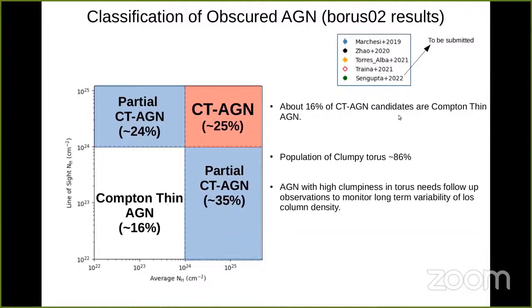Most of the CTAGN candidates were analyzed before using Swift BAT and/or only Swift XRT, which overestimated their column density. Using NuSTAR, XMM-Newton, and Chandra improves the photon statistics, which overall helps us to recreate the census of CTAGN with more accuracy. Also, we found that about 86% of this population consists of clumpy torus. So this obscured AGN with high clumpiness needs more follow-up observations to monitor the long-term variability of line of sight column density. So a lot of work still needs to be done on these sources.